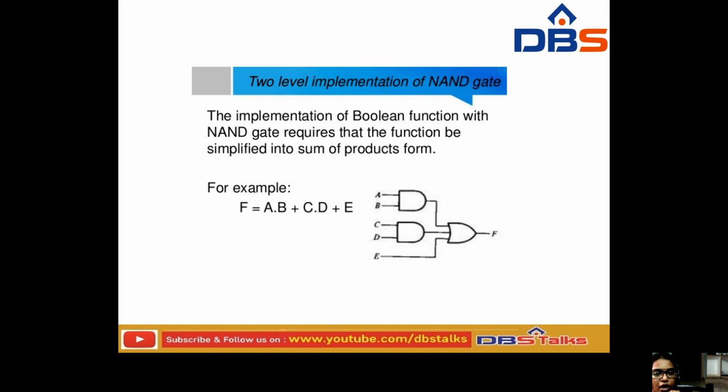A into B means for that we have to design the circuit like this. This is the AND gate, so A, B is the input. C into D means for that we have designed the circuit like this. This is C into D.